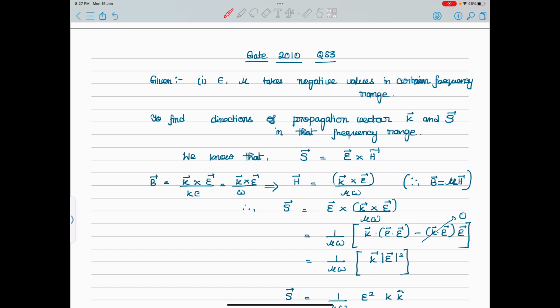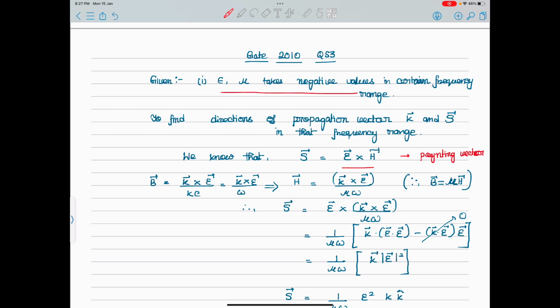So this is the solution. It is given in the question that epsilon and mu are taking some negative values in certain frequency range, and we need to establish a relationship between K and S in that frequency range. We know that this S is nothing but the Poynting vector. The Poynting vector is defined as E cross H, or E cross B by mu naught, whatever way. So this is the general expression for the Poynting vector, E cross H.